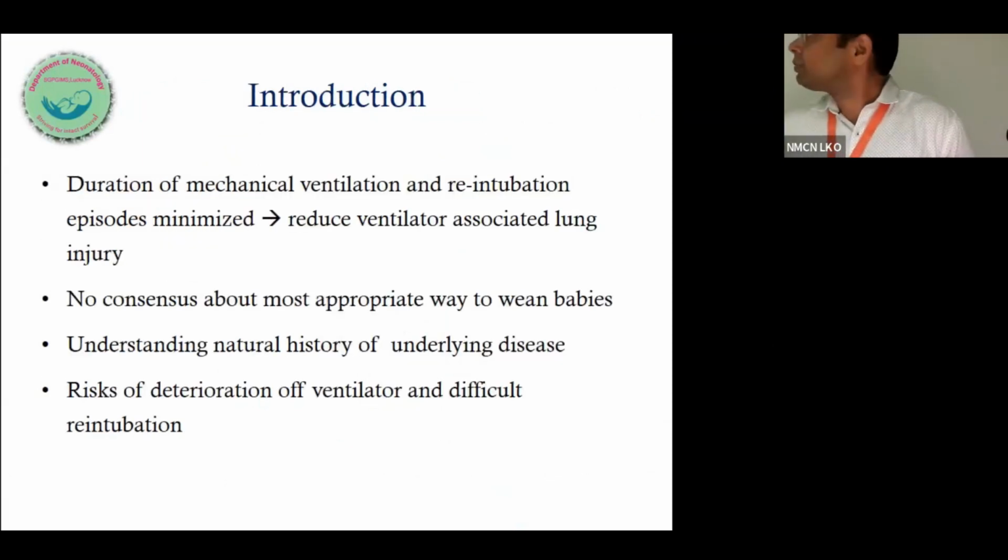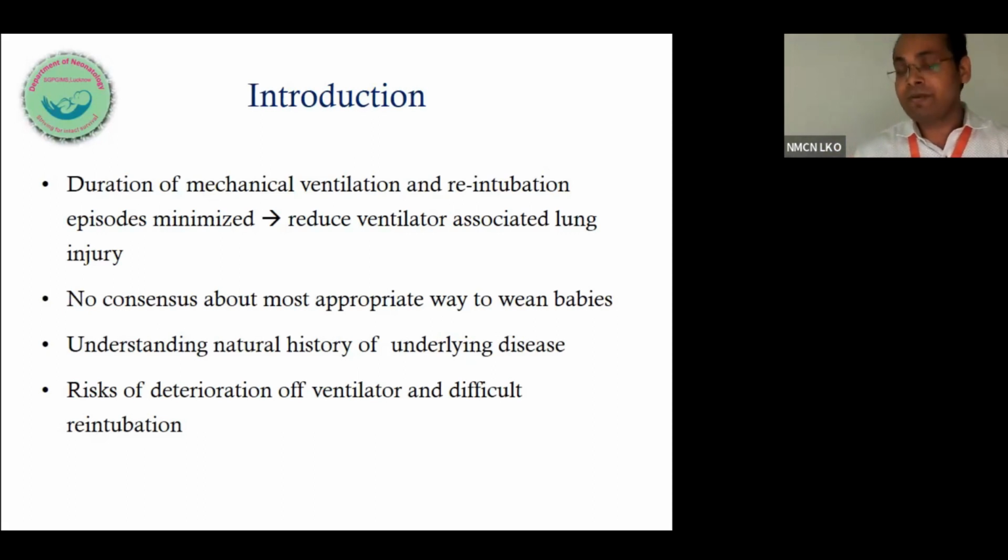So as we know, ventilation has been a boon for some babies, but it can also quickly turn into a curse because of repeated reintubations or prolonged duration of mechanical ventilation, which can lead to ventilator-associated lung injuries. So we need to reduce these. There is no consensus about the appropriate way to wean the babies. Either delaying the weaning or weaning too early, both can pose risk, and therefore understanding the natural course of the disease is very important. We need to weigh against the risk of deterioration on the ventilator and also the risk in case of difficult intubation.